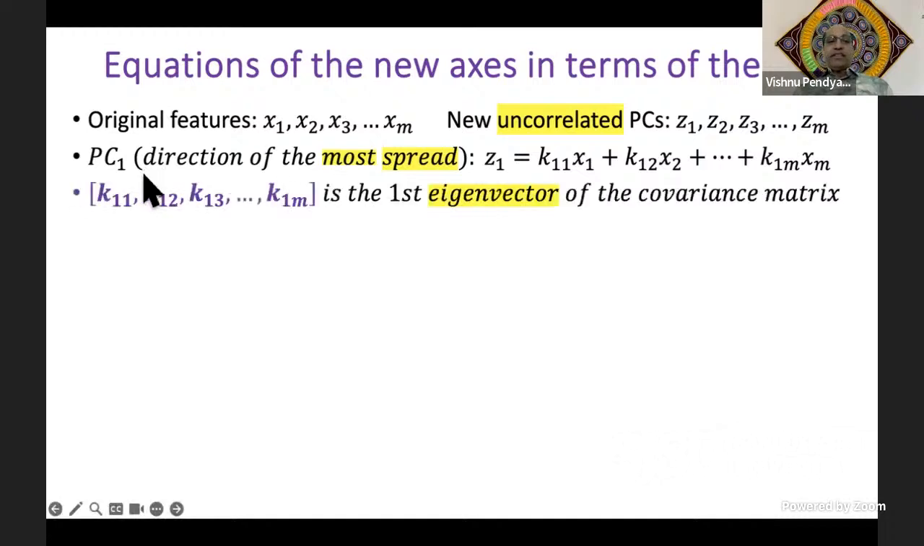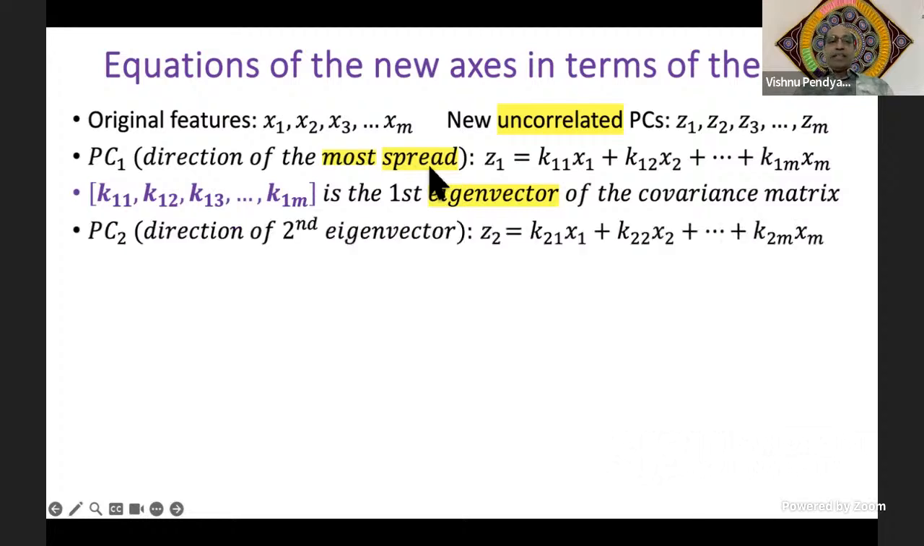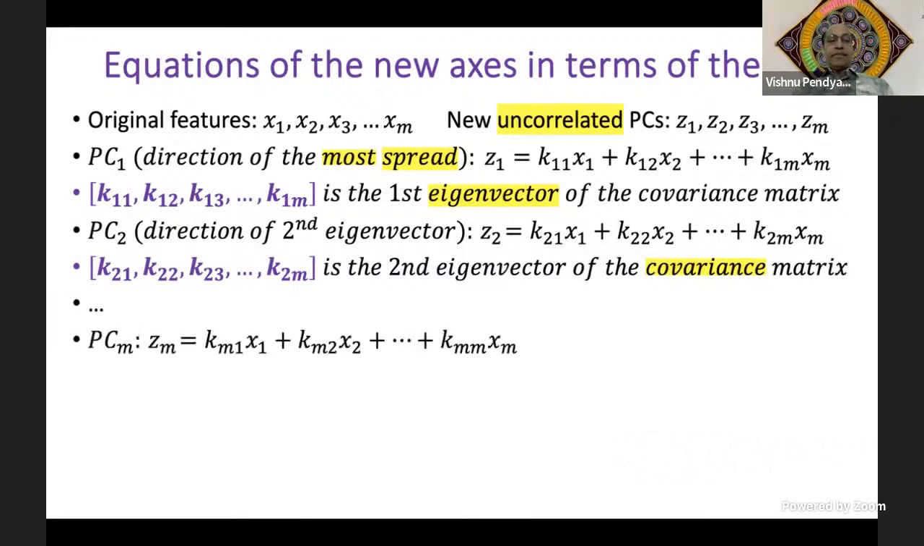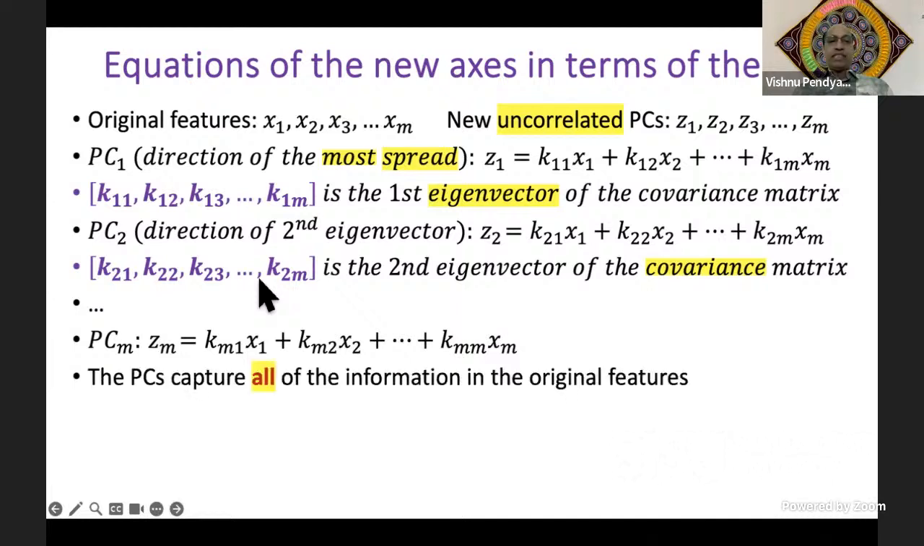So most likely you would have guessed that K11, K12, K13 is the first eigenvector of the covariance matrix. Similarly, PC2 is given by K21, K22, and all that stuff. K21 times X1 plus and so on. So what are K21, K22, K2M? Once again, your guess is right. They are the numbers in the second eigenvector of the covariance matrix. So on and so forth. So that's how you get the new features, the synthetic features. These PC1, PC2 are all synthetic features.